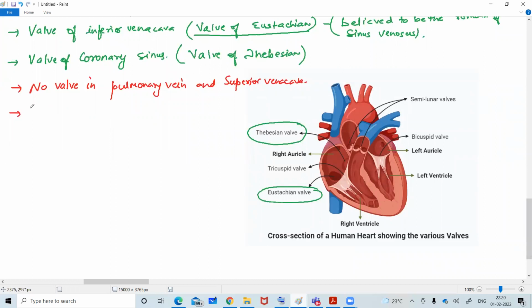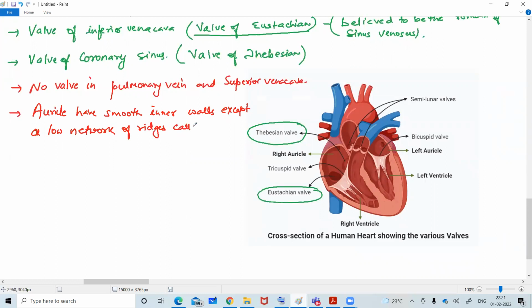I'm trying to show the smooth inner wall of the auricle. So you can say that auricle have smooth inner walls except a low network of ridges called musculi pectinati. Okay, let me show you where it is.